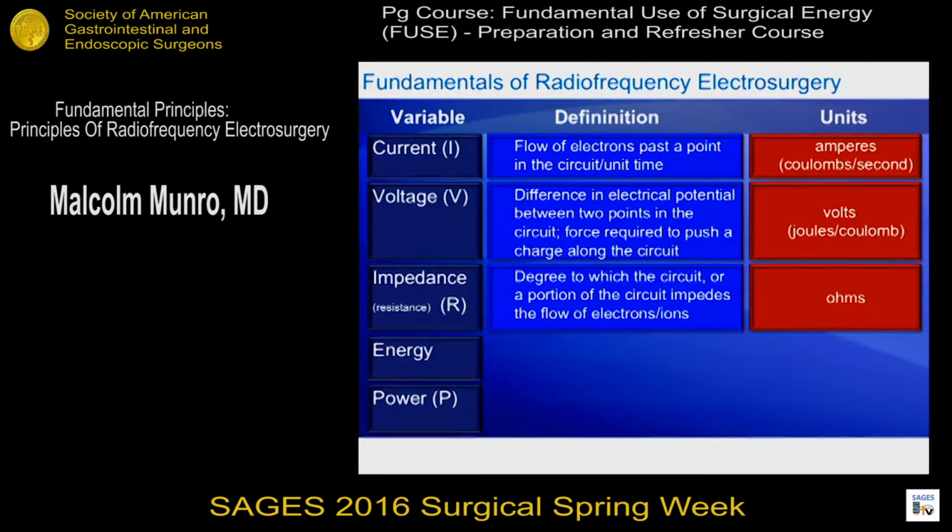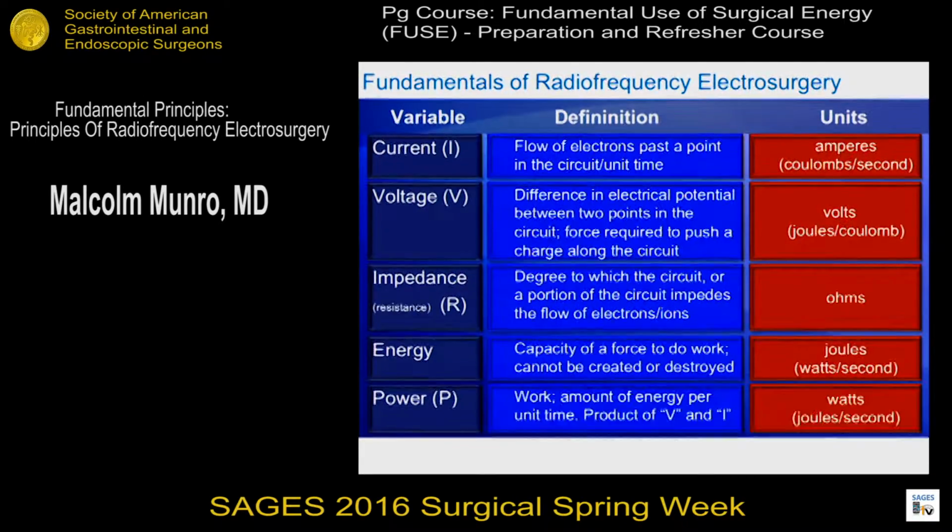Okay, so the term resistance is really the term used in direct or constant polarity circuits, and impedance is what we use in alternating polarity circuits. Energy and power, I'll put them both up at the same time because they're related.